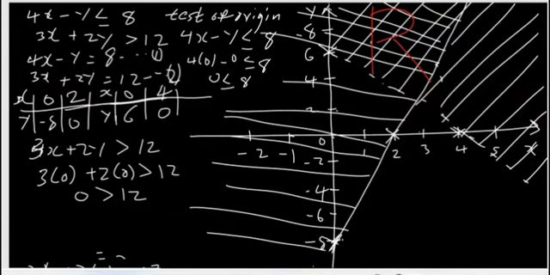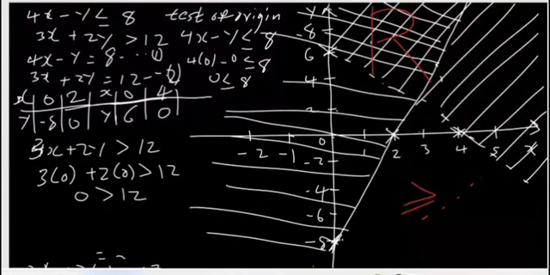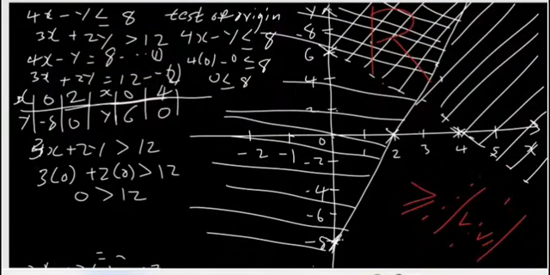When you are plotting the two graphs, always remember that once it is greater than, you are going to use a dotted line. If it is greater than or equal to, you are going to use a thick line. Once it is less than, you use a dotted line. If it is less than or equal to, you use a thick line. Simple. That's what I did here. This one is less than or equal to, so I use a thick line. The other one is just greater than, so I use a dotted line.